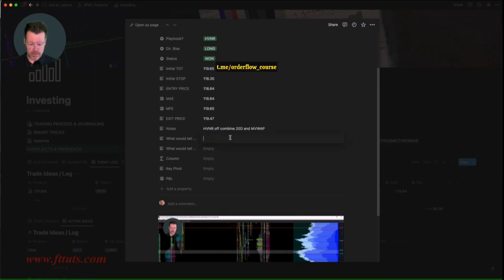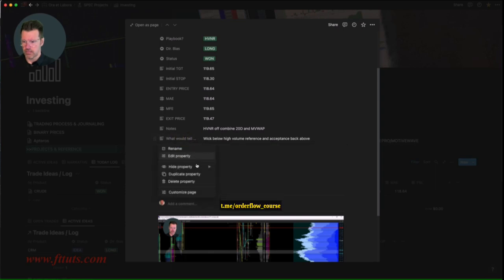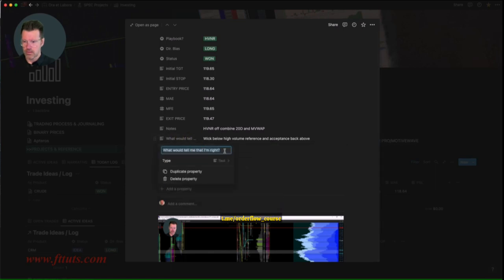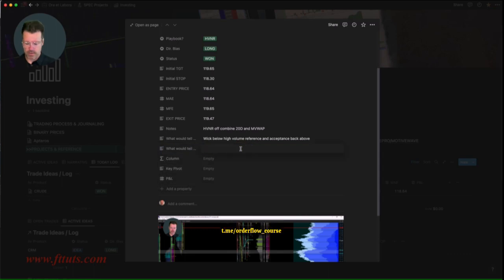What would tell me that I'm right? As I was getting to it, it was a wick below, volume reference, and acceptance back above. Yeah, that's what tells me I'm right. What would tell me I'm wrong?